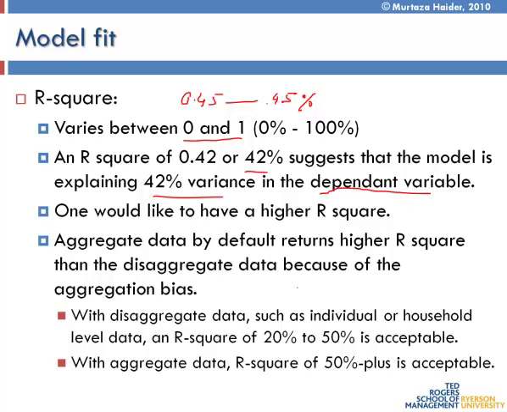Now you may think ideally that your fit should be closer to 100%. Theoretically speaking, yes, but it seldom is the case, and that shouldn't be the driving force behind the choice of the model that you would present. The model should make intuitive sense rather than going after a higher R-square. And you should know that aggregate data by default would have a higher R-square.